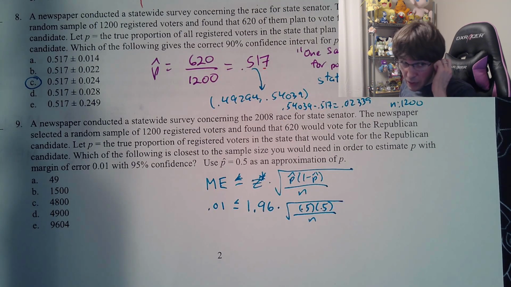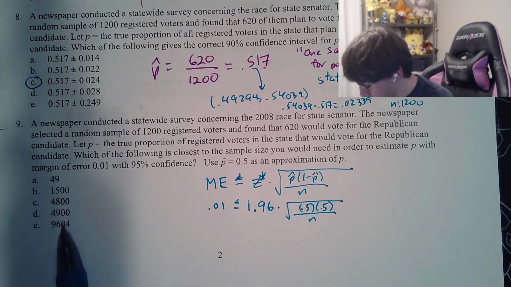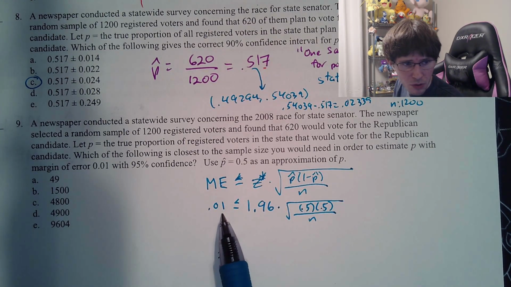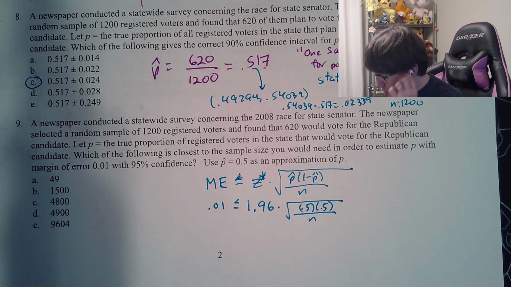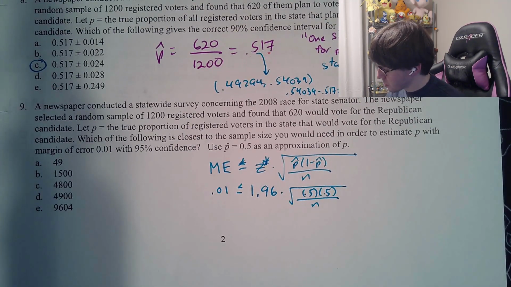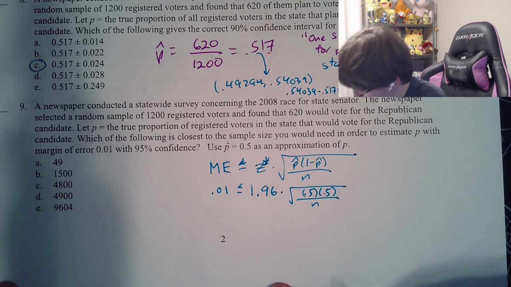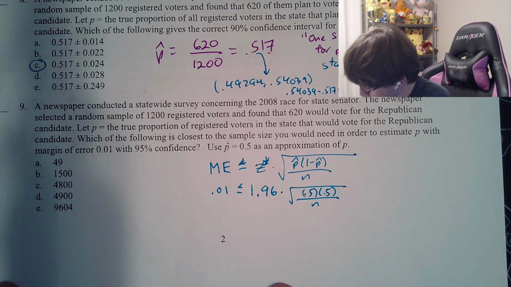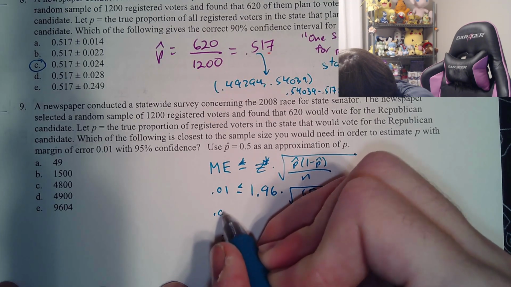Now, at this point in time, we have to figure out which one it is. If you are not the best with this stuff, you could actually just plug in all these numbers and figure out which one gets you closest to 0.01. Actually doing the math, though, I'm going to go ahead and go through the algebra. I think I'll have enough room. So we're going to go ahead and divide both sides by 1.96.